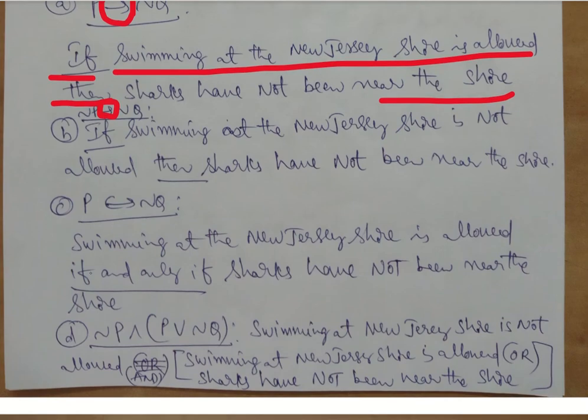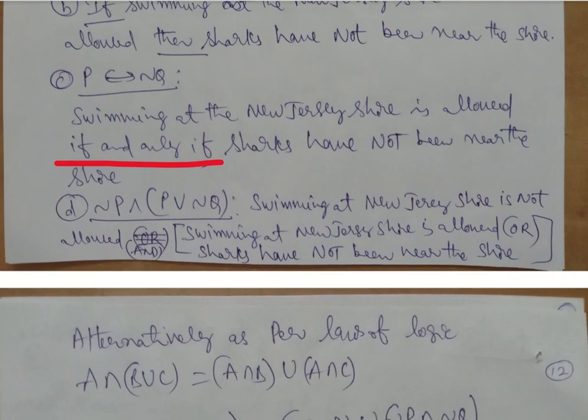So that's it. Next, P double implication. What is double implication here? Which is nothing but your bidirectional or biconditional. So swimming at the New Jersey shore is allowed if and only if sharks have not been near the shore. That's it. Now last one, negation P conjunction P or negation Q.